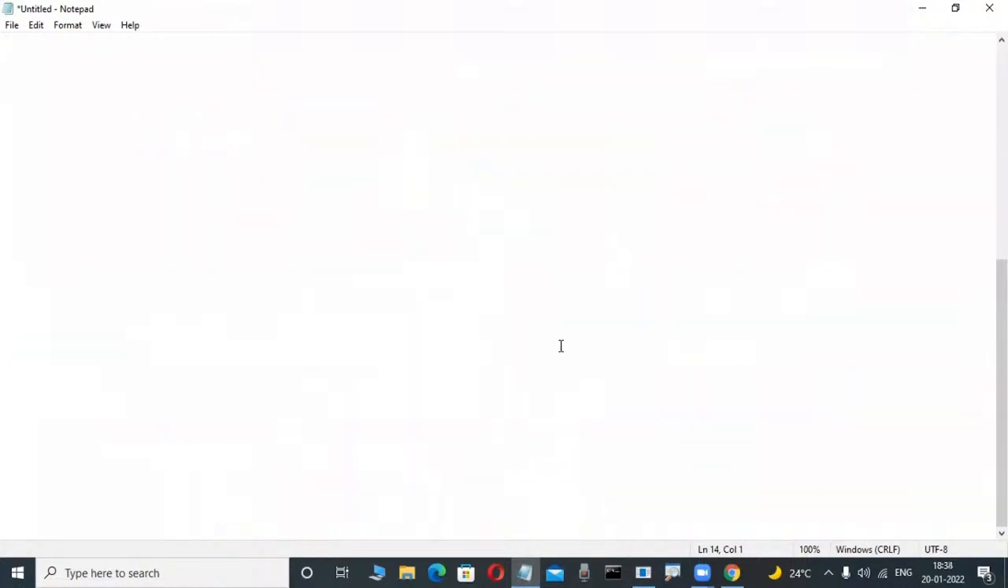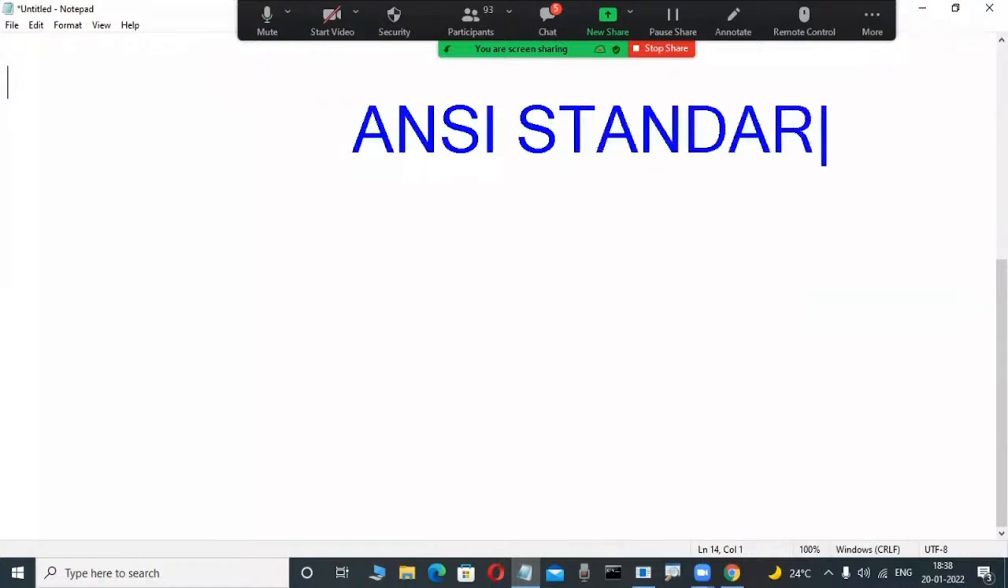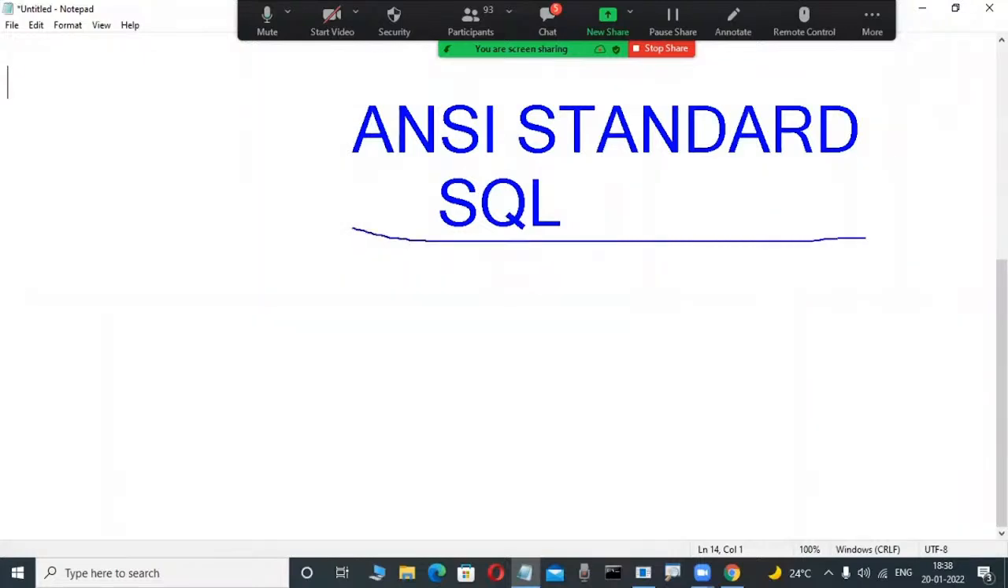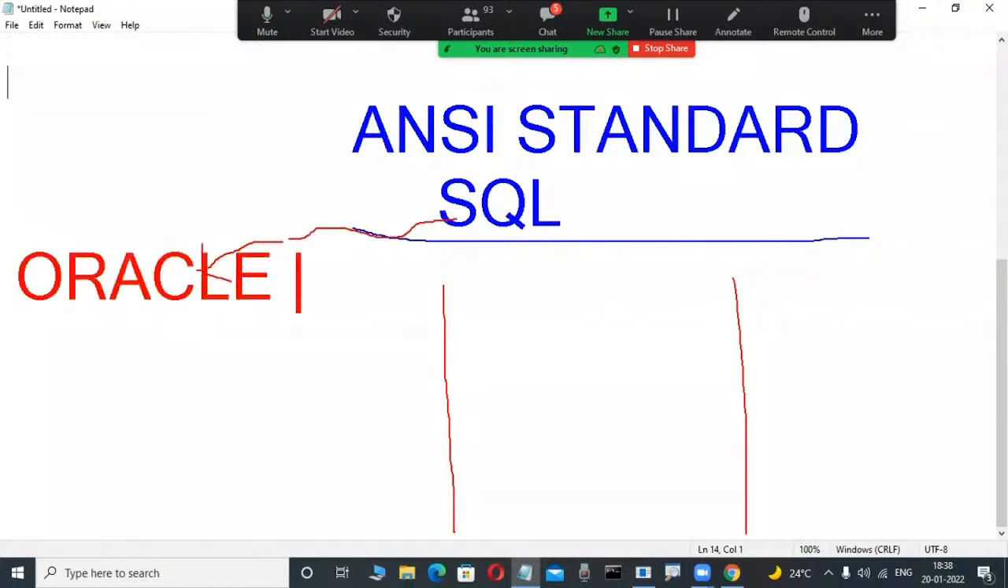Same like this, observe here. SQL is an ANSI standard language. ANSI, the American National Standards Institute, defines some standards for the SQL language. This ANSI standard language is used to operate all relational databases. I agree, but unfortunately, from this ANSI standard SQL, Oracle Corporation created their own SQL that is called Oracle SQL.